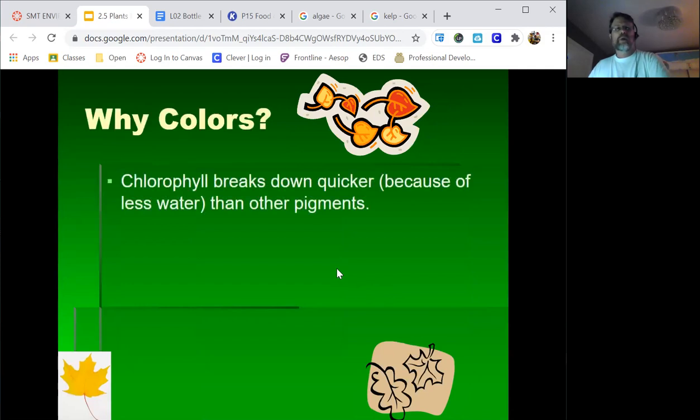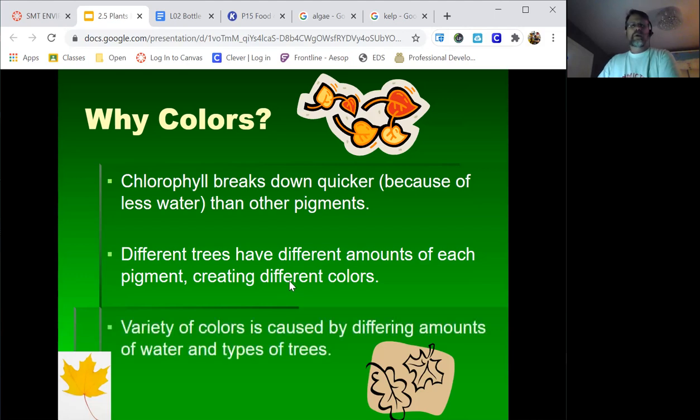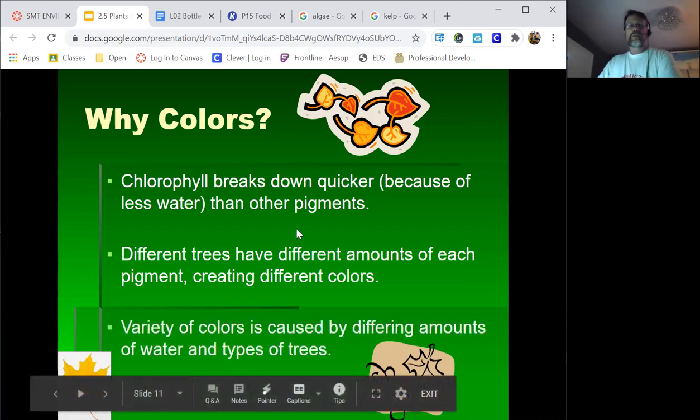Okay, so why the colors? The chlorophyll breaks down quicker because it has less water than other pigments. Different trees have different amounts of each pigment, creating different colors. This is true not just of different species of trees, but also of their locations. If they have more access to water, or they're at different elevations, which give them different temperatures, they're all going to produce different shades of color. So the variety of colors is caused by the different amounts of water in the types of trees.